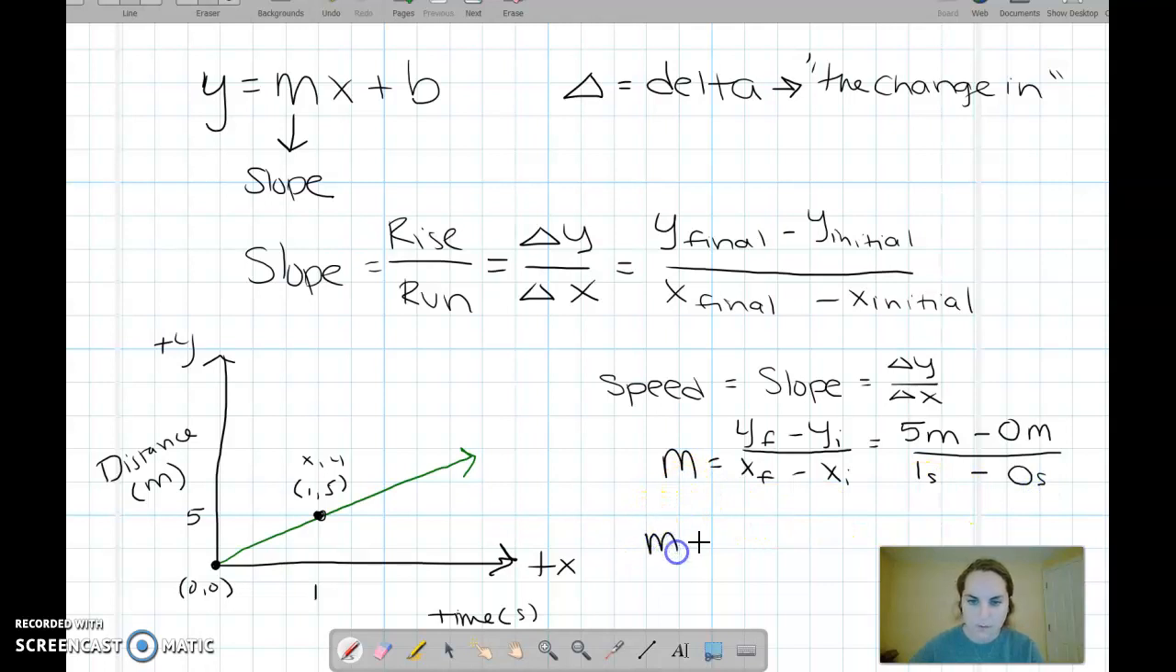So what was my slope? I just do the math. 5 meters per 1 second, or 5 meters per second. Okay. Let me know if this doesn't make sense. Again, this is just a really brief overview, I'm sorry, it's really late. This is just a really brief overview of what slope is and why it's important to understand.